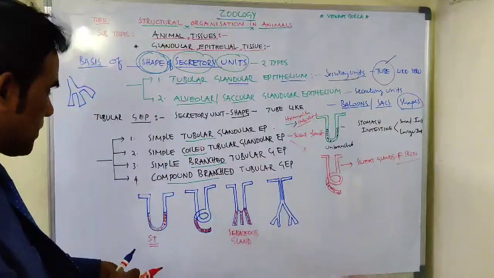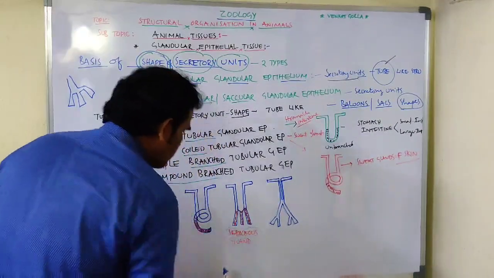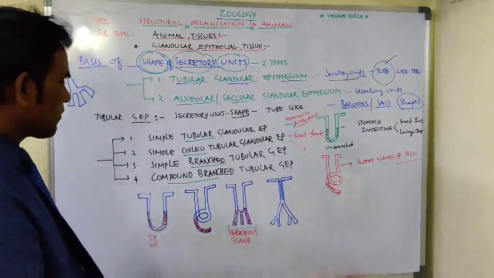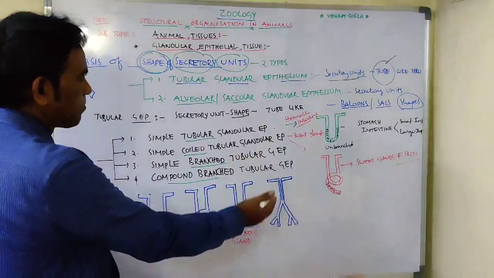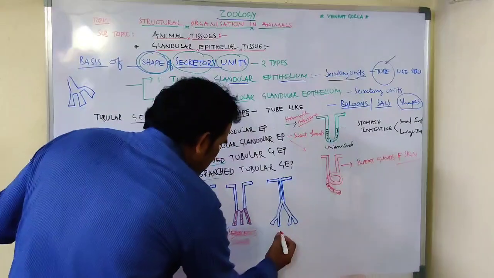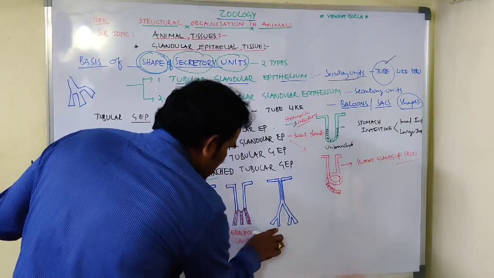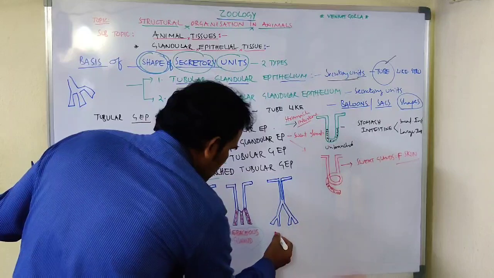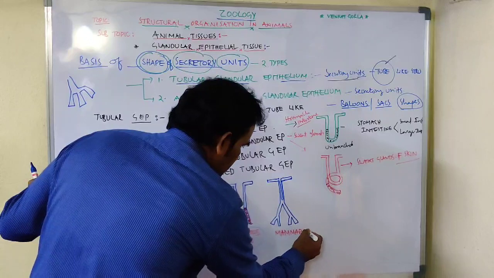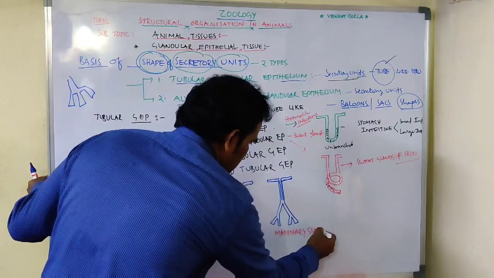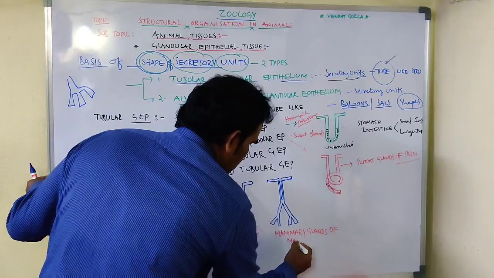Present or located in sebaceous glands. So sebaceous glands are the location here. And another one is called compound branched tubular. This compound branched tubular glandular epithelium is located in the mammary glands of mammals.